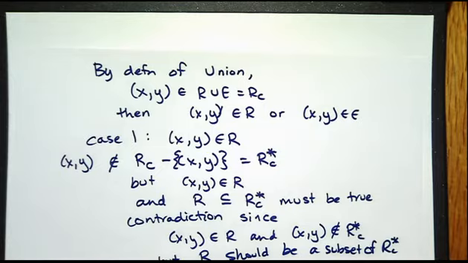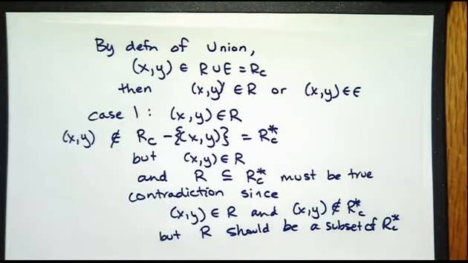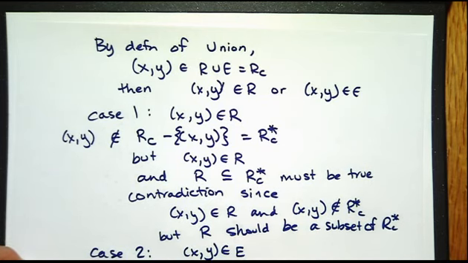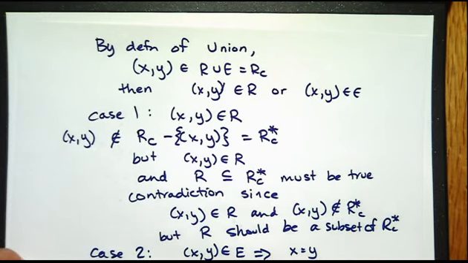Okay, so if I take the point out of R, where it came from originally, then it doesn't work. And case 2 is going to be exactly the same, except that it's going to break the reflexive property. So xy came from E, but the definition of E tells me that x equals y. So actually we have xx.